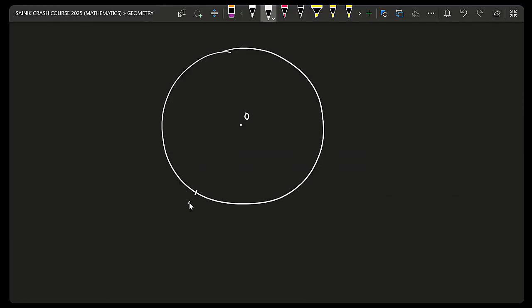This is a circle and this is center O. Let's take this point as A and this point as B, and let's take this point as C. I'm connecting A to C and C to B. Say this angle is x. I'm joining A to O and O to B. We want to prove angle AOB is equal to 2x. That is the proof of this theorem.